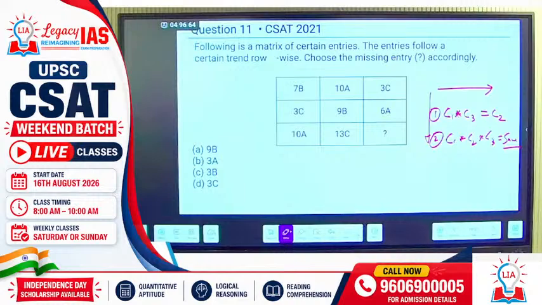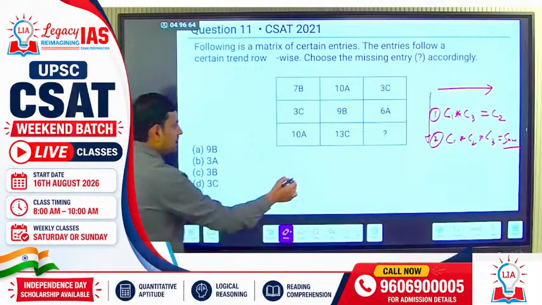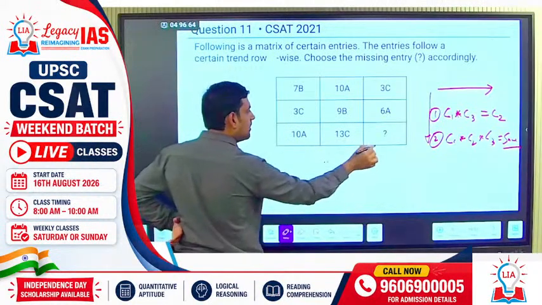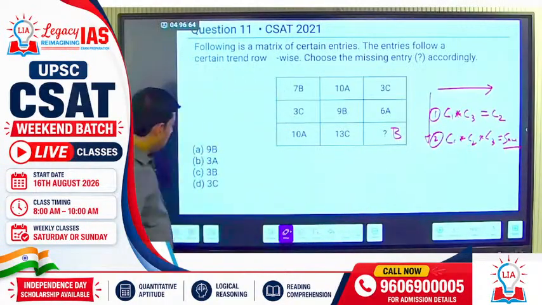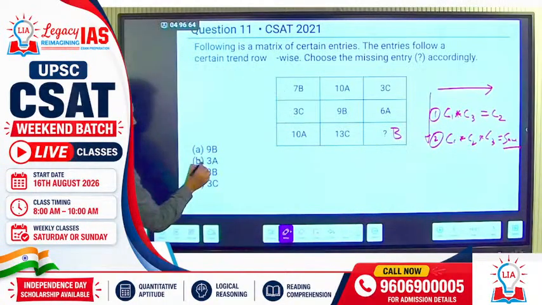See, all of them have A, B, C, A, B, C, A, B, C. Correct? All rows have A, B, C. So this row also must have A, they already have it, C, it already has, B, it must get. So these two options are gone. Correct? Now 9B or 3B, this you have to identify.